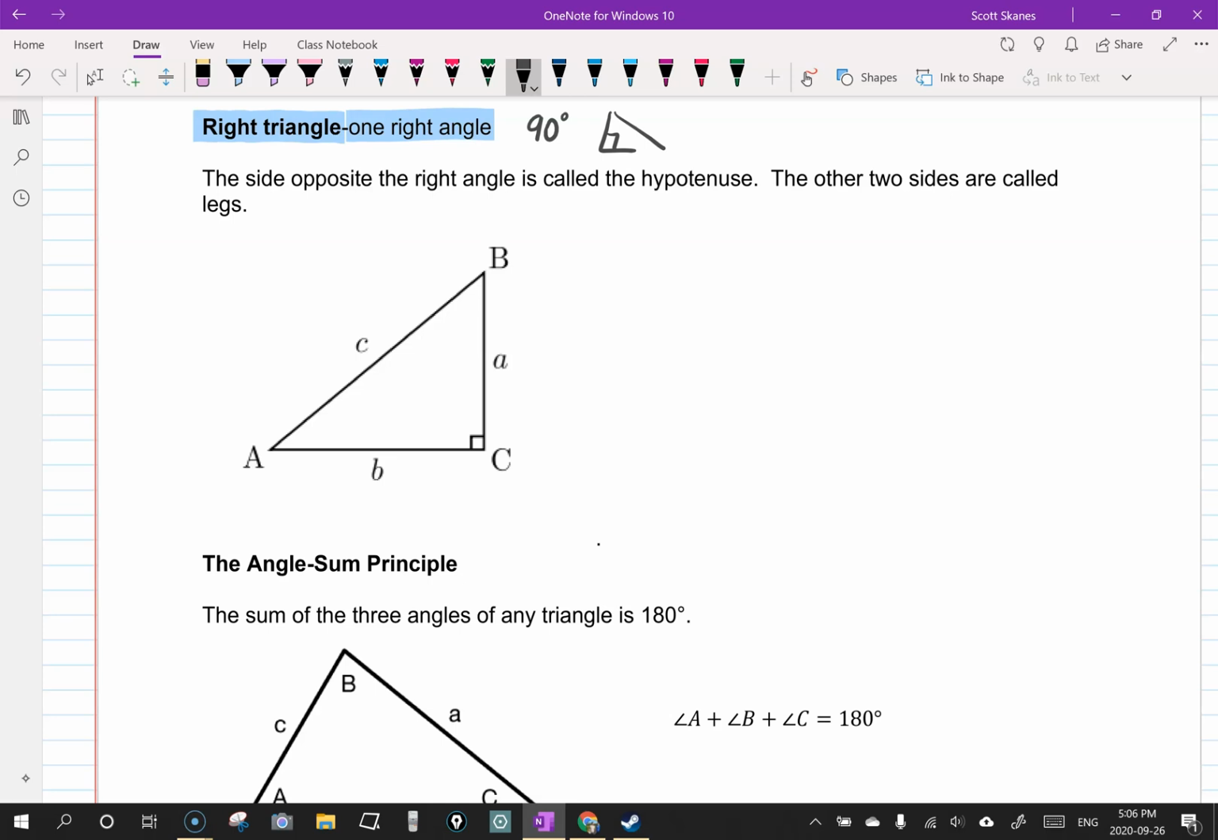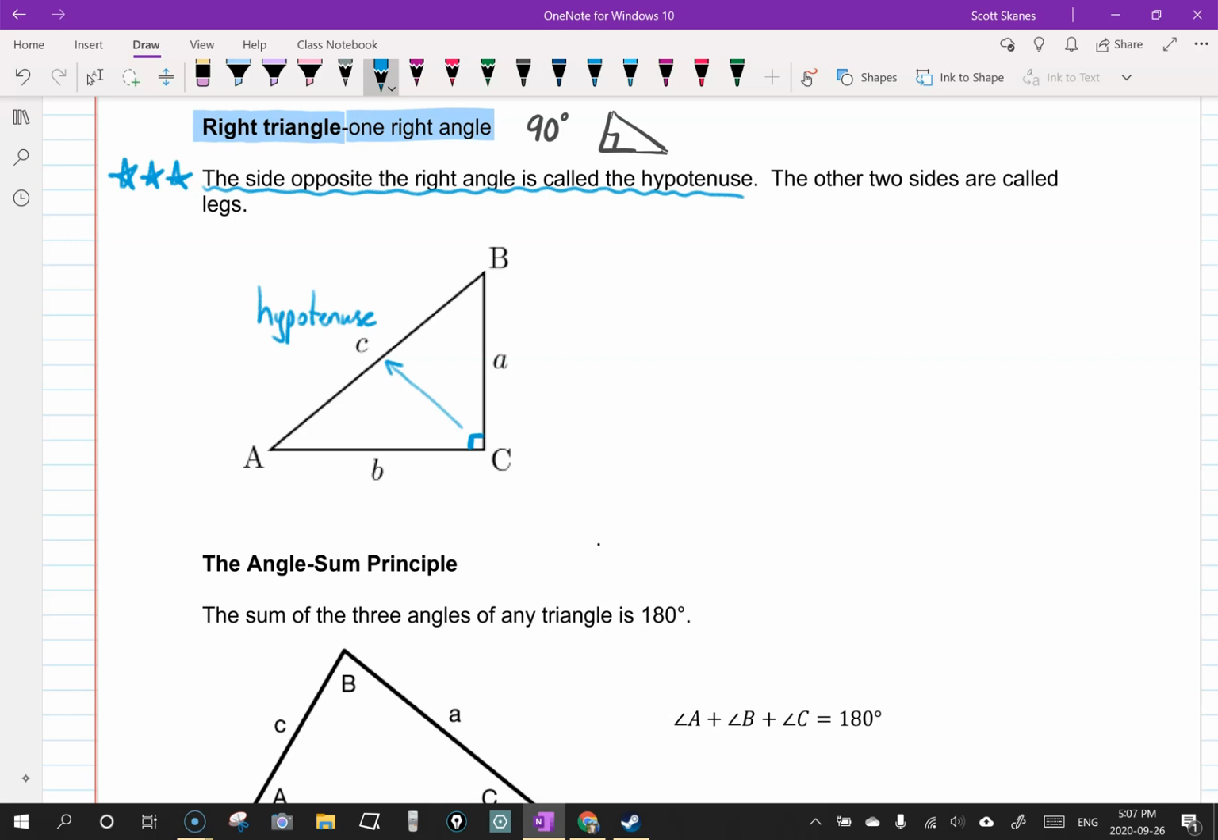So it says, might as well make that kind of pretty there. The side opposite the right angle is called the hypotenuse. This is extremely important. I don't think there's many other ideas in trigonometry that are more important. So the side opposite the right angle. So we find the right angle. Okay, it's right there. Find that. The side across the triangle is the hypotenuse. The longest side, always, for a right angle.